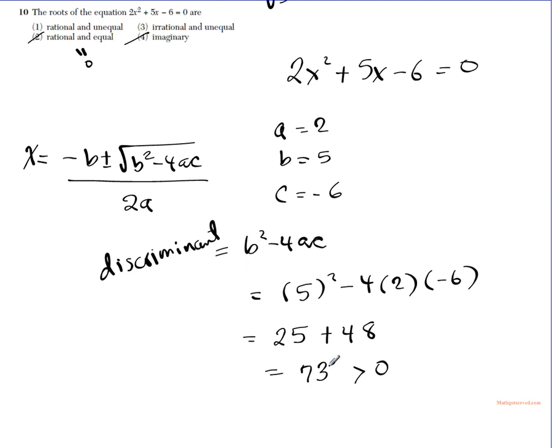So the question is, is this a perfect square? What happens when I take the square root of 73? Can I take the square root of 73? No. This number is irrational. Okay? So I already know that they are unequal. I just need to determine rationality or lack thereof. So since this is not a perfect square, guess what? My roots are going to be irrational and unequal. Okay? Remember, anytime it's bigger than 0, it's always going to be unequal. You just have to determine is it rational or not. So since this is not a perfect square, it's irrational and unequal. So your answer to number 10 is option 3.